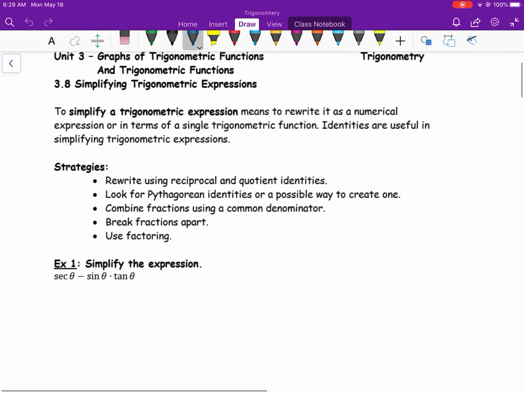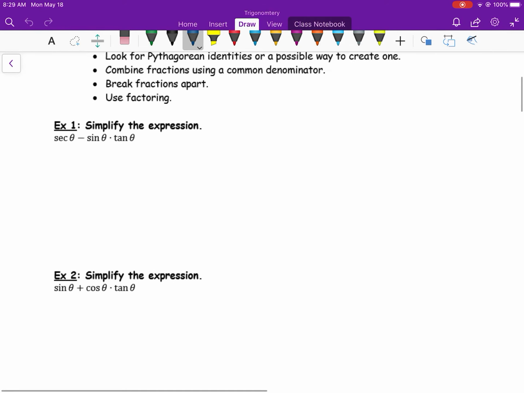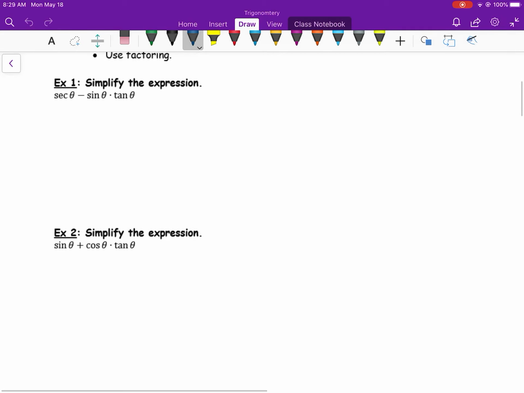All right, so some strategies. We're going to rewrite using reciprocal and quotient identities. Look for Pythagorean identities, as I just said. We're going to combine fractions using common denominators, break fractions apart, and use everyone's favorite factoring. All right, so for example 1, we're going to simplify secant theta minus sine theta times tangent theta.